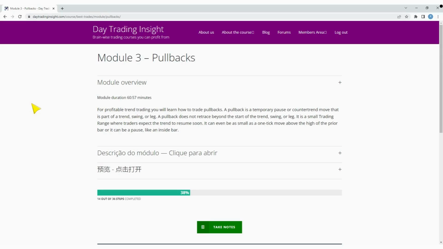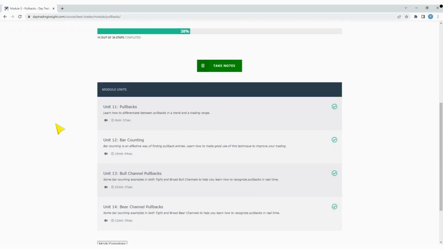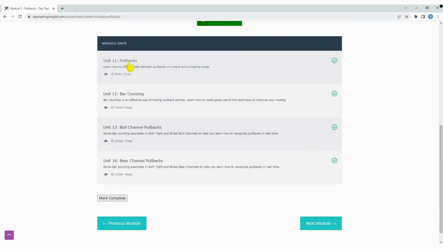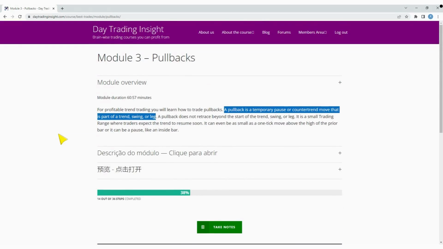So the third module is called Pullbacks, and in this module, you will learn how to trade pullbacks for profitable trend trading. A pullback is a temporary pause or counter trend move that is part of a trend, swing, or leg. And there are 4 units in this module called pullbacks, bar counting, bull channel pullbacks, and bear channel pullbacks. And I'll just play a few seconds of what to expect in this module.